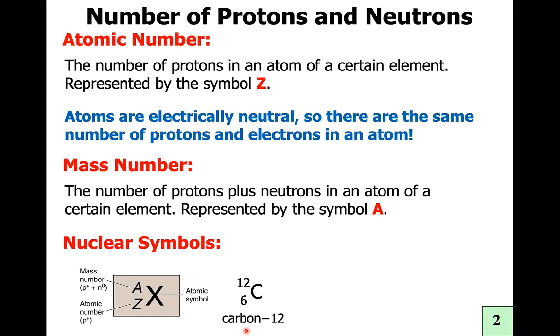So if we were just saying it in words, we would call this carbon-12, giving just the name of the element and the mass number, because you can figure out what the atomic number is from the periodic table. Or nitrogen-14, again, name the element and then say what the mass number is, or oxygen-16.